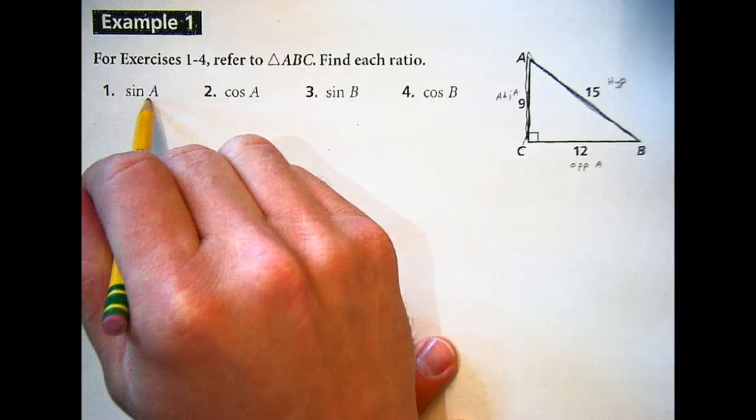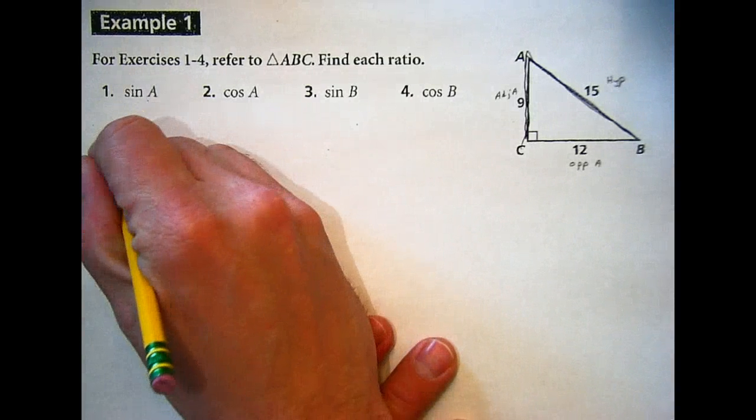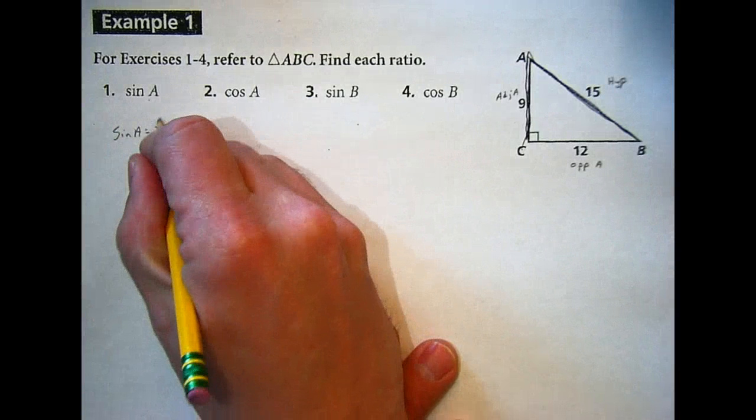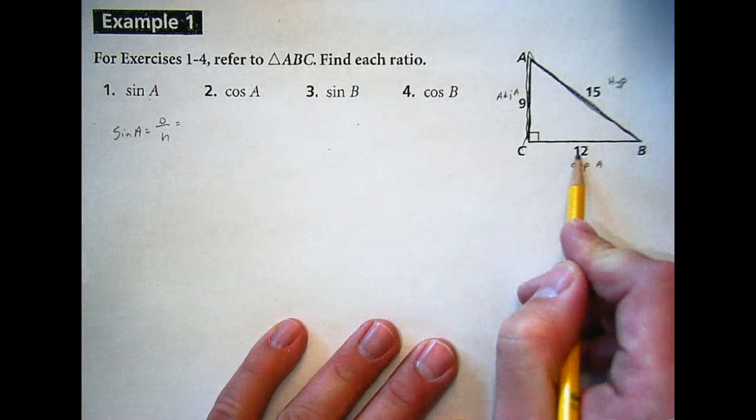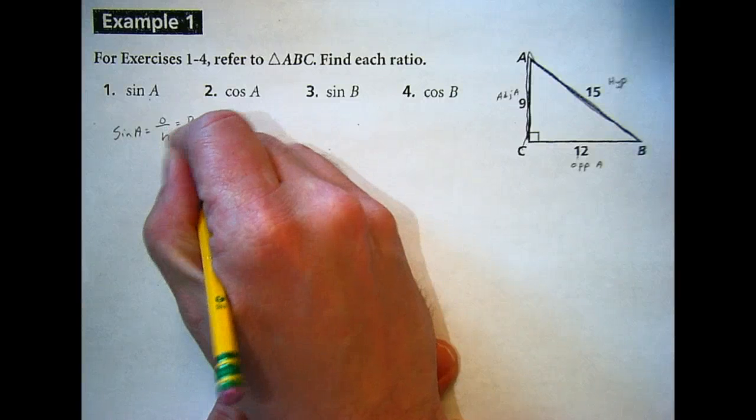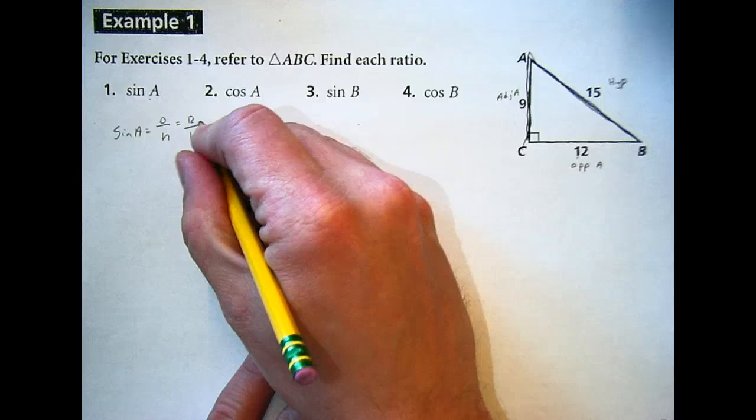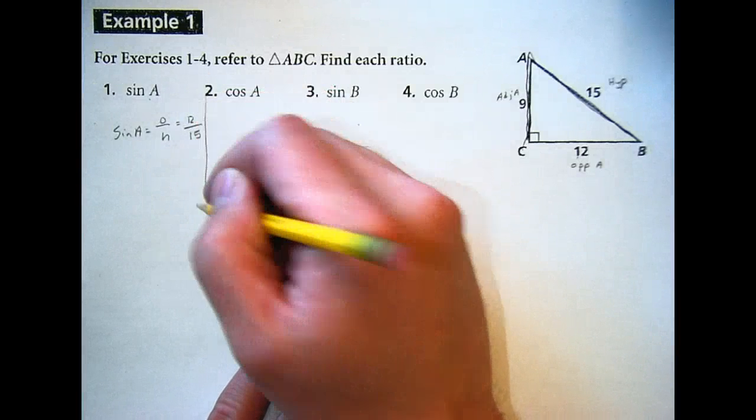Okay, so we're dealing with sine of A. Then we're dealing with which ratio? Opposite over hypotenuse. Yeah, opposite over hypotenuse. And opposite is? Good, 12 over 15. Now, if you want to reduce it, you can. We don't need to really right there, but we could.